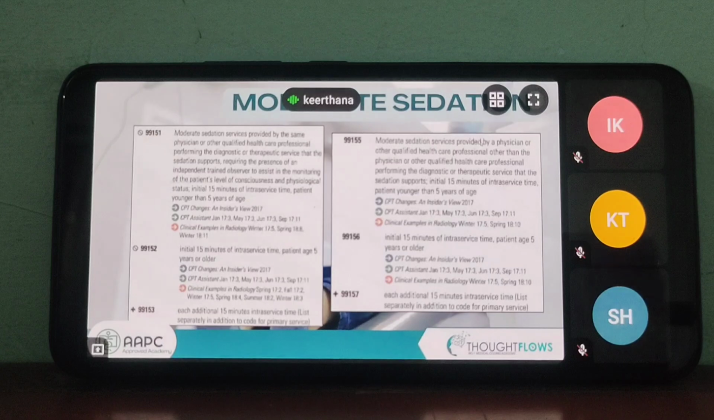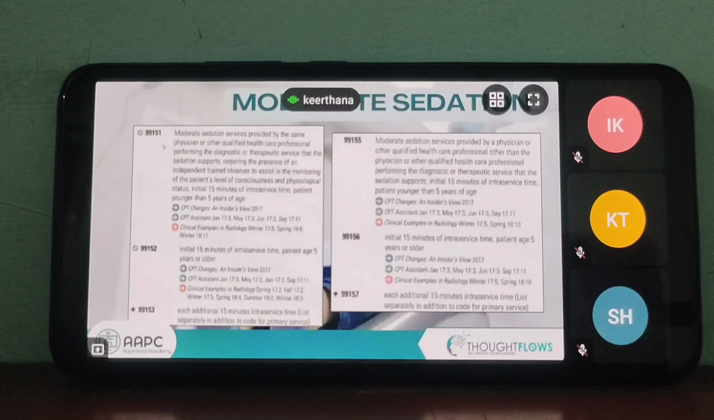That is provided by a physician or other healthcare professional other than the one performing the diagnostic or therapeutic service, which means the moderate sedation has been given by another physician and the treatment is performed by a different physician, so you can pick the code of 155. Okay, 156 as well as 157. These are time-based codes as well as age-based codes.